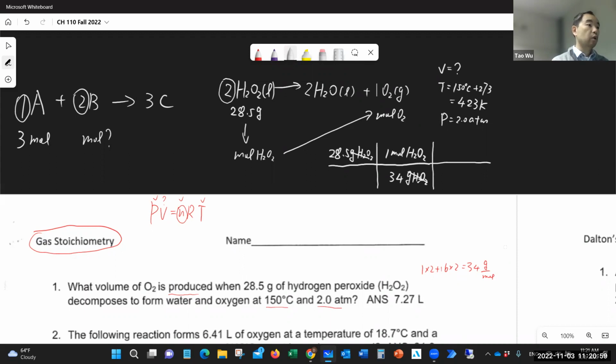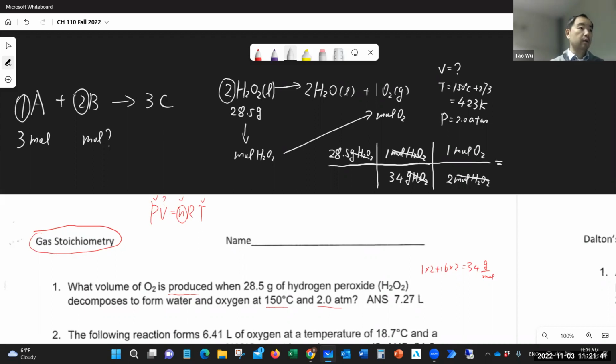Then, based on the stoichiometry, you see the stoichiometry is used over here. Once you have the moles of hydrogen peroxide, you convert them to the moles of oxygen. Obviously, 2 moles of hydrogen peroxide will form 1 mole of oxygen gas. This comes from the chemical equation. The 2 is applied over here: 2 moles of hydrogen peroxide form 1 mole of oxygen. So the moles of hydrogen peroxide cancel, and now you have moles of oxygen.